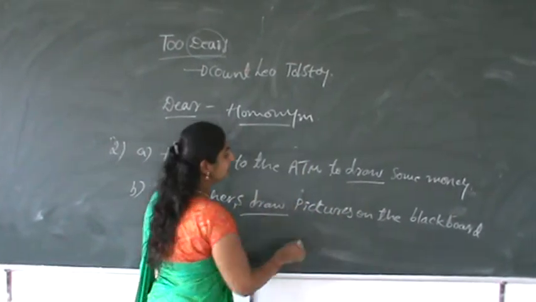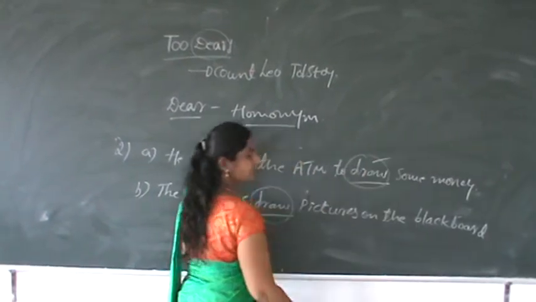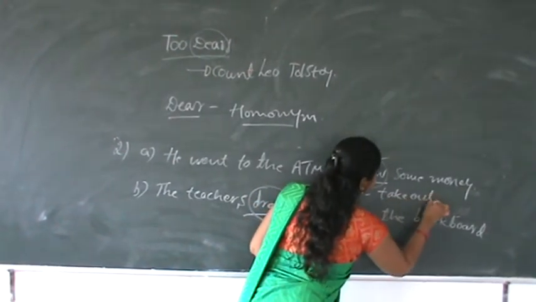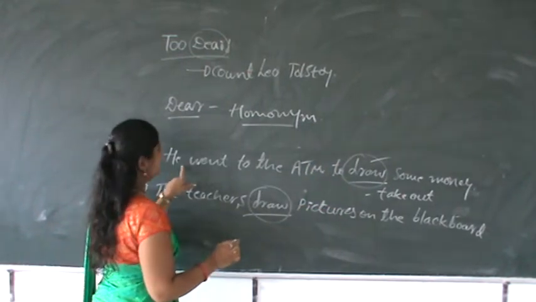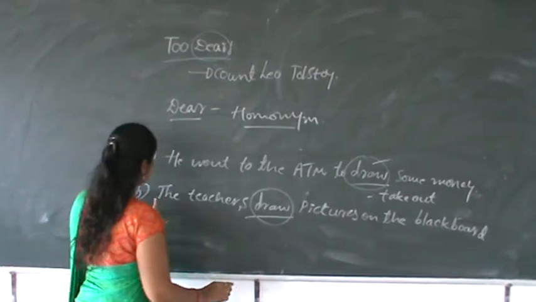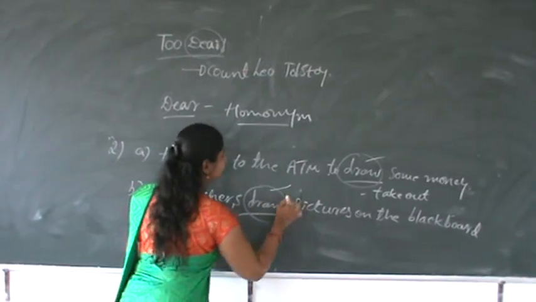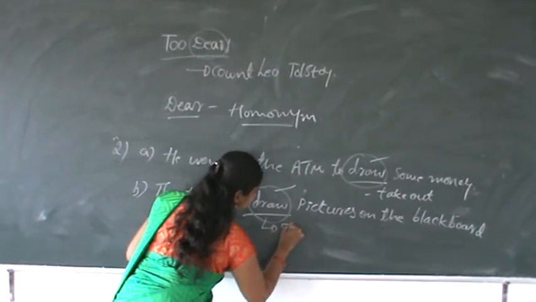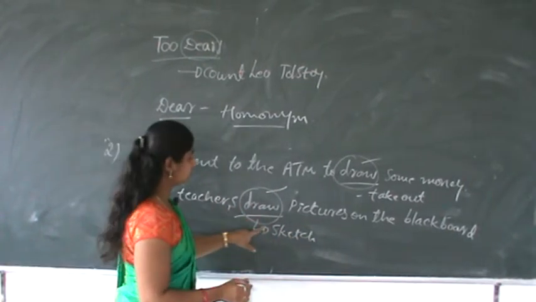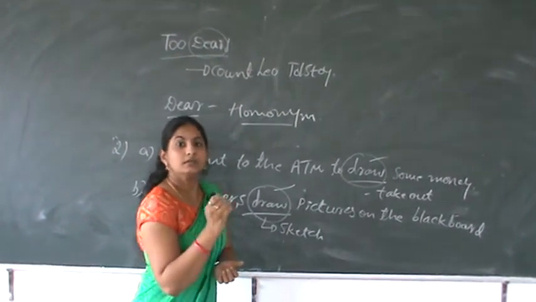Here we have to consider the word draw. In the first sentence, draw means take out. See, once again, he went to the ATM to draw means to take out the money. But in the second sentence, the teachers draw pictures on the blackboard. Here the word draw gives the meaning of sketch. The teachers sketch the pictures on the blackboard for the better understanding of their students.